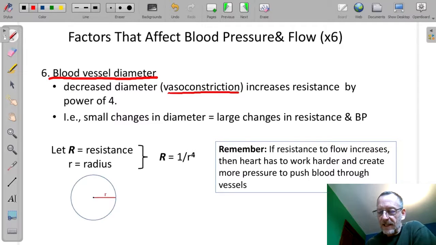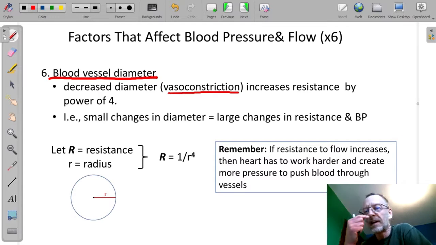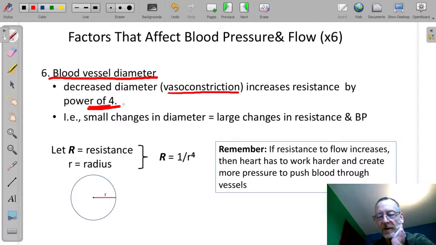And the degree of vasoconstriction, or the change in diameter, has a large increase on resistance to blood flow, and resistance translates pretty much directly into blood pressure. And it changes by a power of 4. So let's go through this and just appreciate how a small change of vasoconstriction can have a large change in the resistance to the flow of blood. And again, if the resistance increases, the heart has to beat harder and pump harder, and the pressure will go up. So let's work through this.